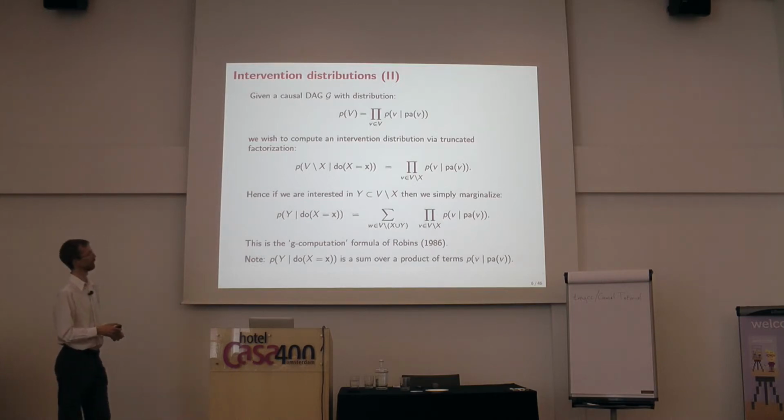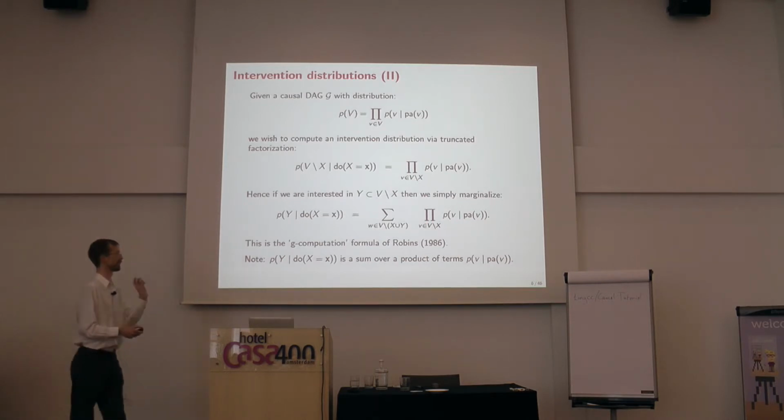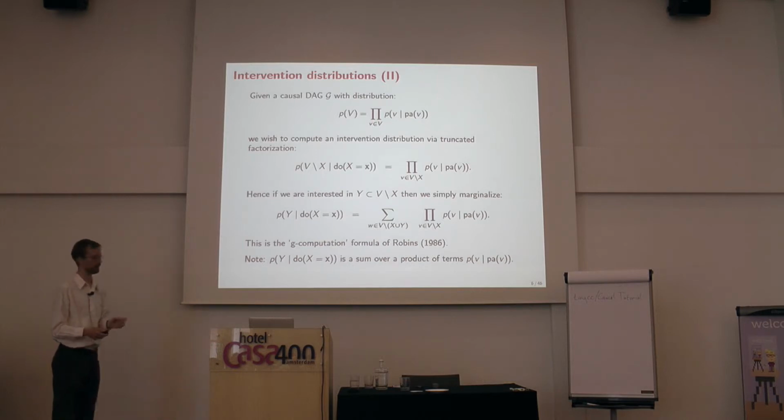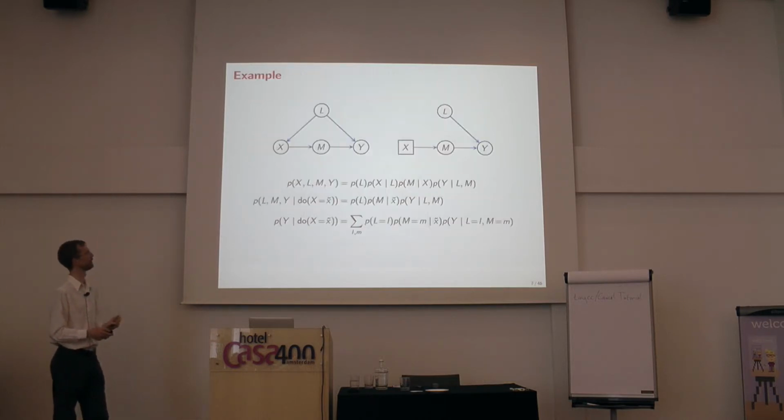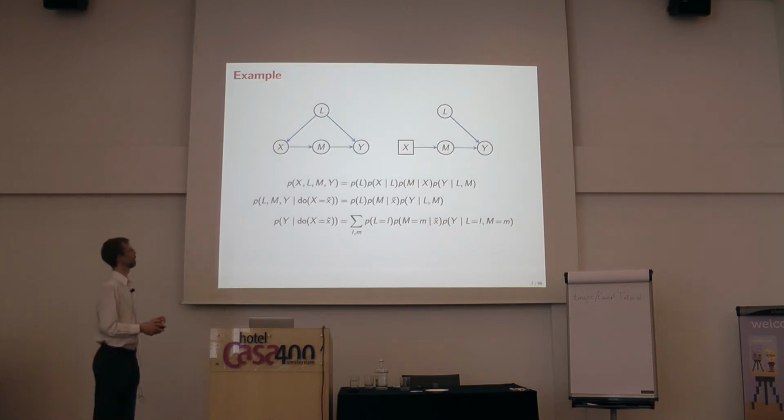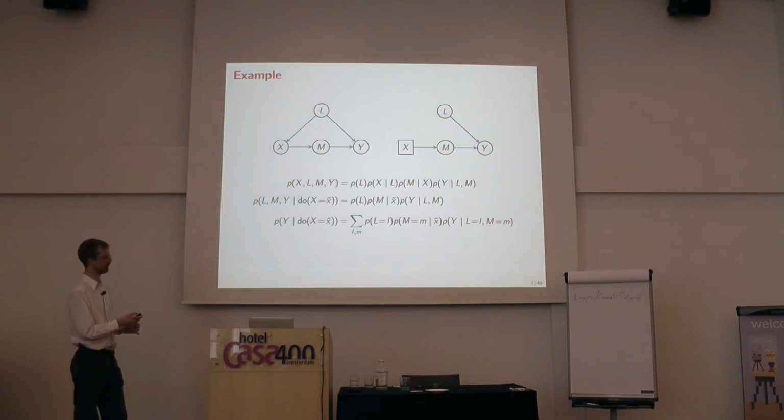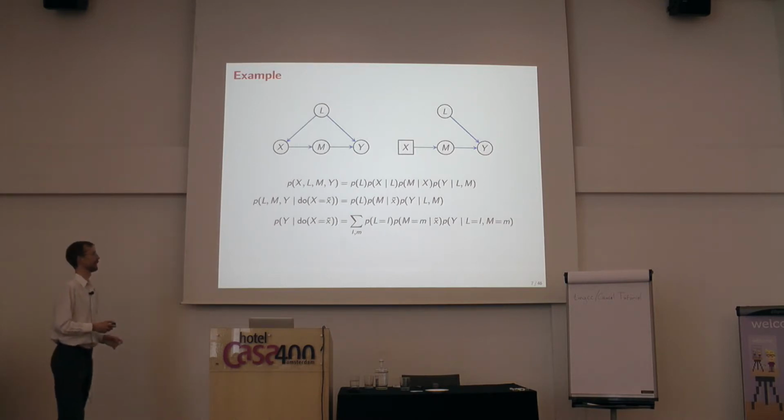And one thing I want you to notice here is the form of this general expression: it's a product of terms of the form B given the parents of B, and then the sum over that product. Because the solution we're going to have to the harder problem with latent variables will have a similar form to that. Okay, so for example, if we consider this case here, which we looked at before, and I'm now only interested in the distribution on y when I intervene on x, then I just take the expression I had before, but now I sum out L and M.